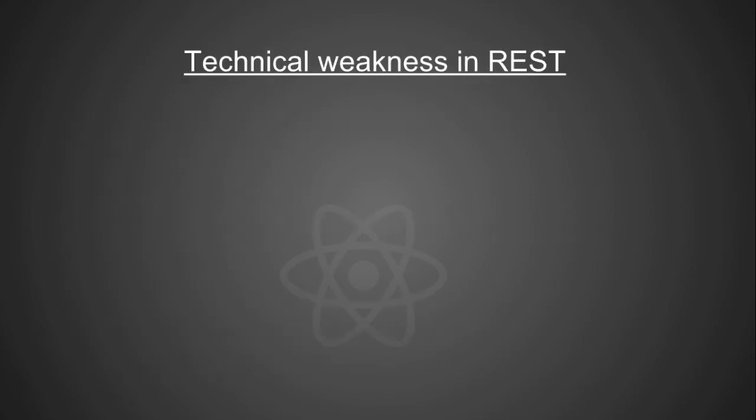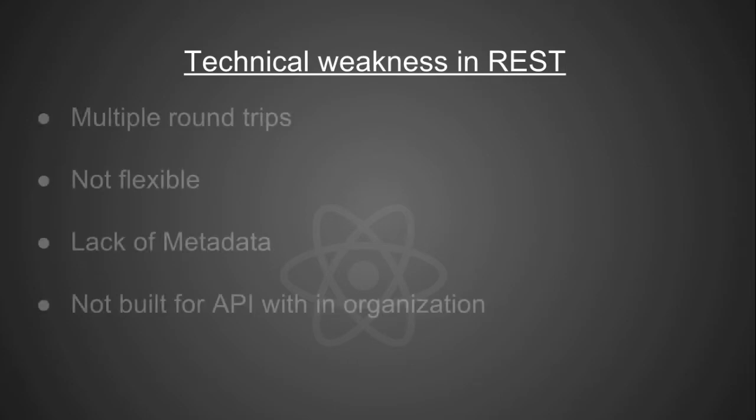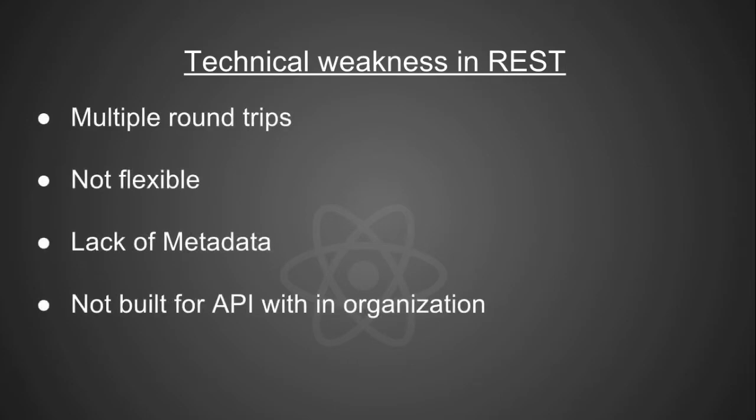So, technical weakness in REST. It had the requirement of multiple round trips. Now usually when apps came into existence, fetching complicated object graphs required multiple round trips between clients and servers for even a single view. For mobile apps, it was undesirable because of the variable network conditions.